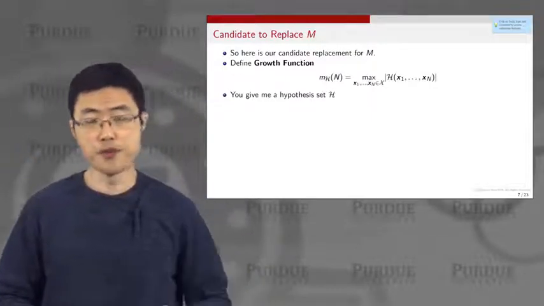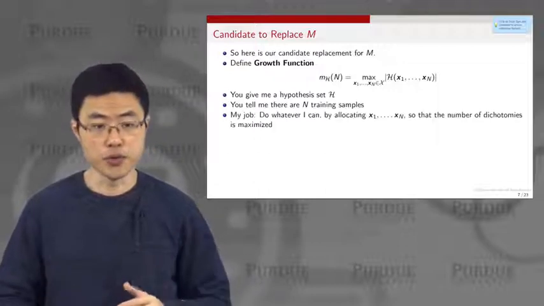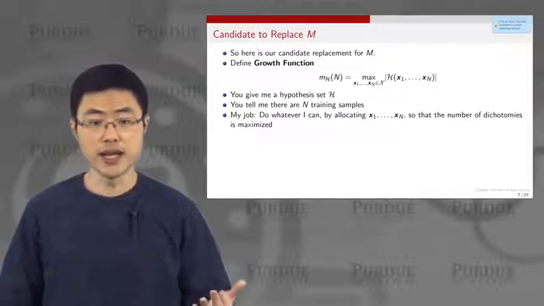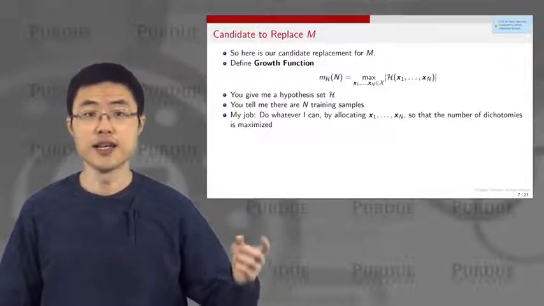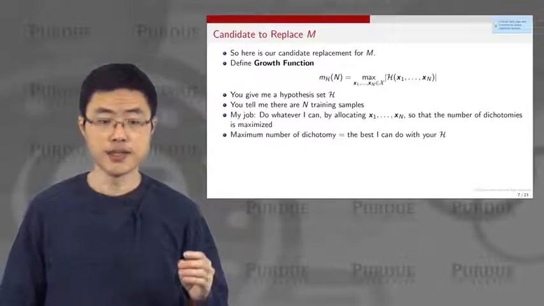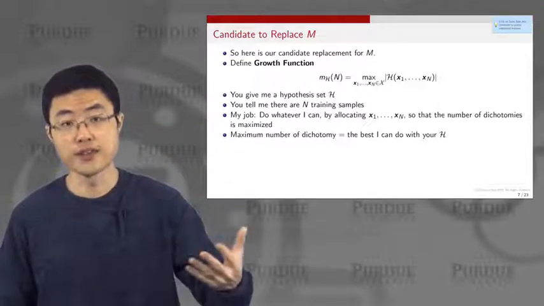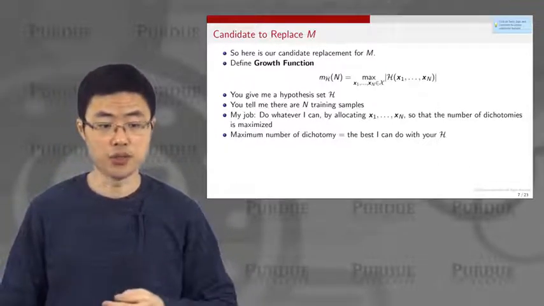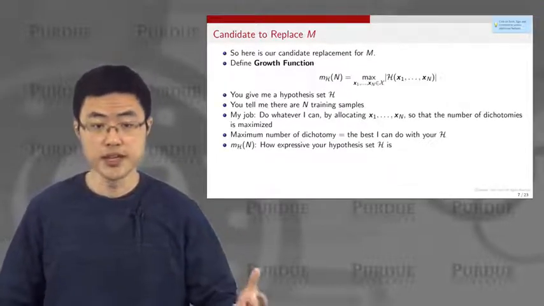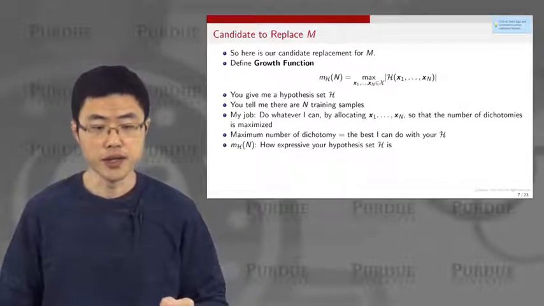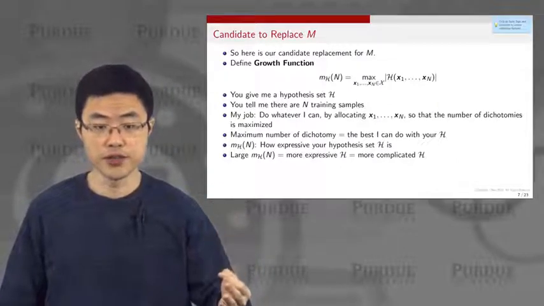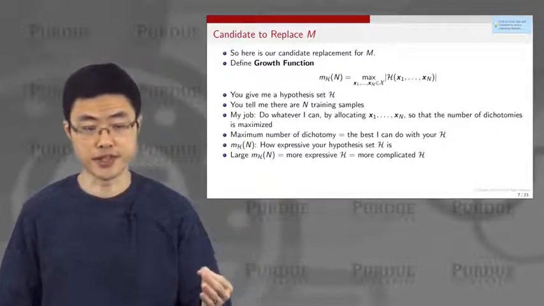So in other words, you give me a hypothesis set, and then you tell me there are n training samples, and my job is to do whatever I can by allocating the x1 through xn such that the number of dichotomies is maximized. The maximum number of dichotomies here is the best I can ever do with the hypothesis set that you give me, and that will define the growth function. So mH of n is really a measure of how expressive your hypothesis set is. If you have a large mH, then you have a more expressive H, which means a more complicated hypothesis set.